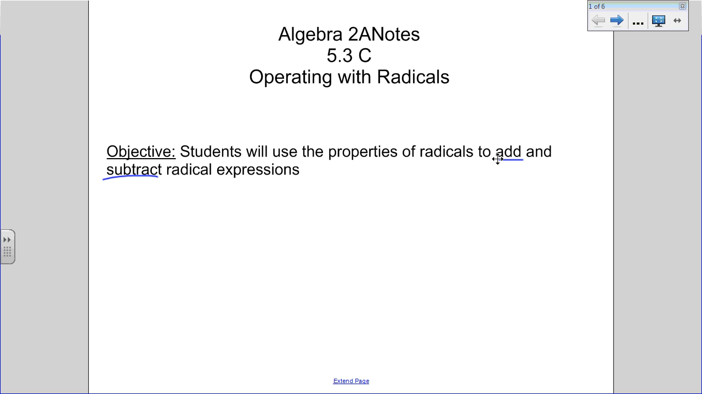Right now? Today, yes. So keep in mind today what we're going to do is learn how to add and subtract. We've already multiplied. You guys did that on the worksheet last night and the day before, and then we divided on yesterday's worksheet. So we've taken care of those two operations. Now we're going to take a look at what it means to add and subtract those.